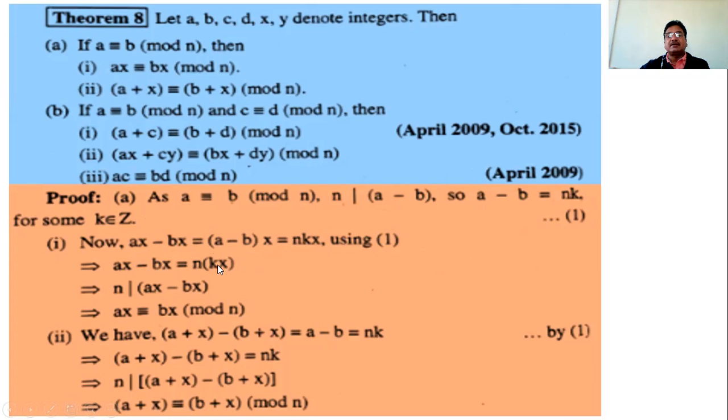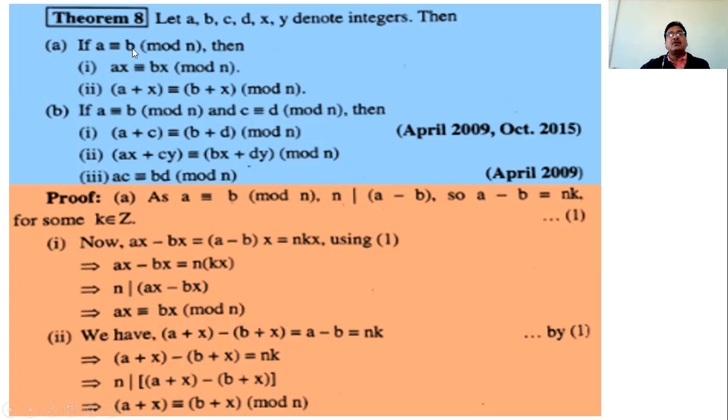This kx in brackets, and this kx is an integer because k and x are both integers, and multiplication of integers is an integer. This implies n divides Ax minus Bx because Ax minus Bx is expressed in the form n into some integer, and therefore n divides Ax minus Bx. And therefore Ax is congruent to Bx modulo n, the proof of the first.